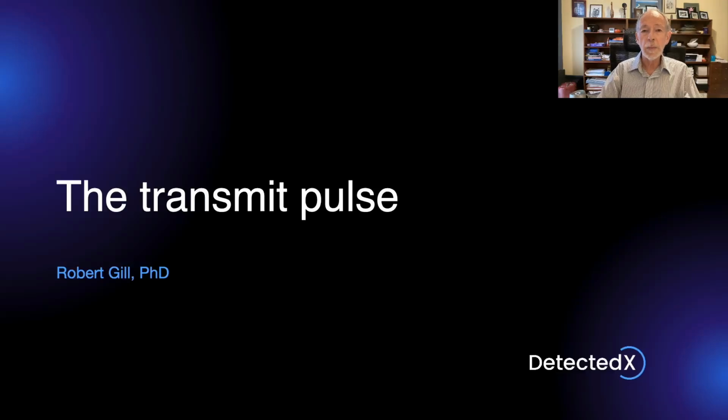Now I'd like to speak about the transmit pulse. This is the pulse of ultrasound energy which the machine sends into the body, where it interacts with the tissues, creating echoes, which then create the ultrasound image and other information.